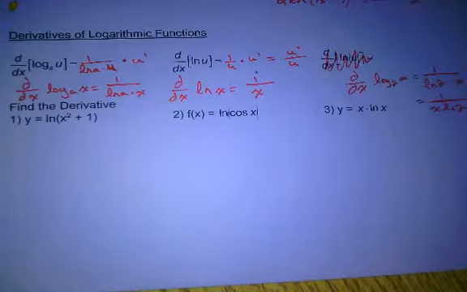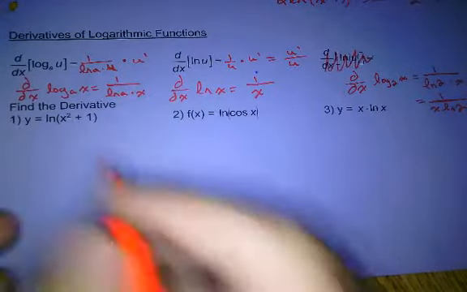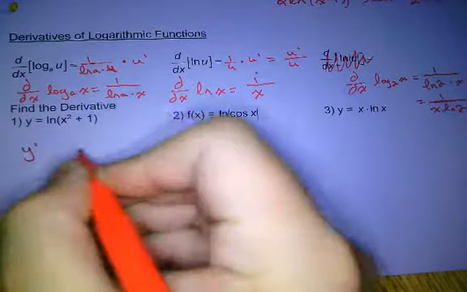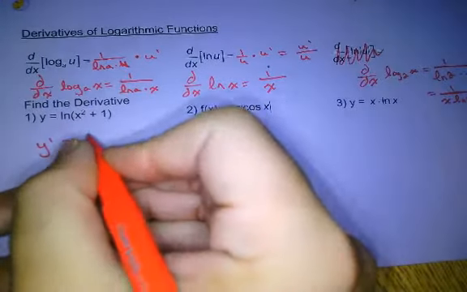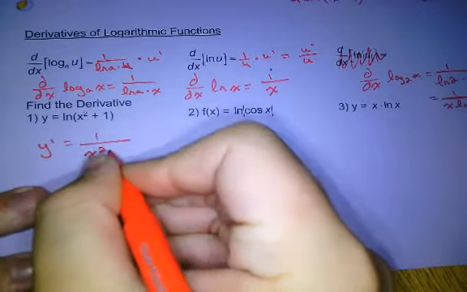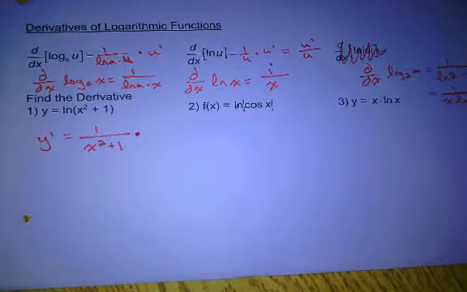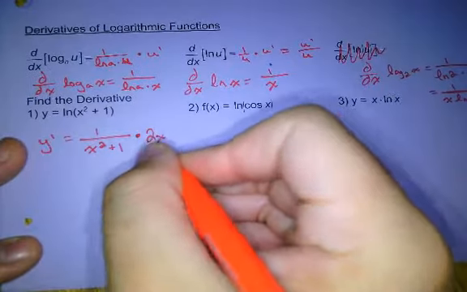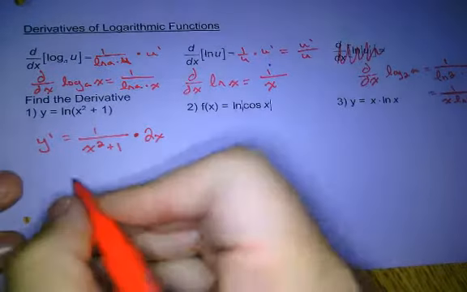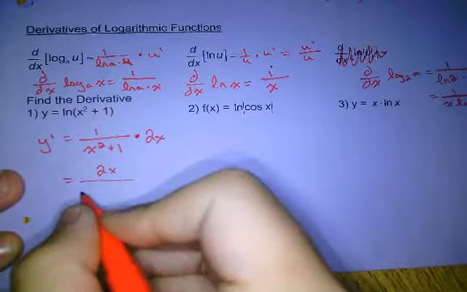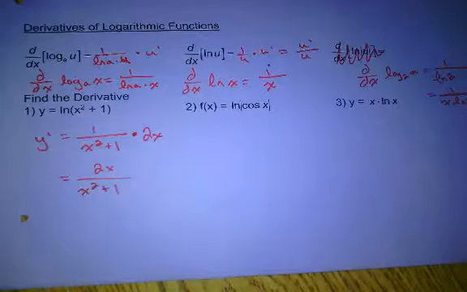For number 1, I'm just going to walk you through all of it. Pay attention. Find the derivative y prime. This is an ln, so I'm going to do the derivative of the outside, which is just 1 over whatever the original is, times the derivative of the inside, which is 2x. That's the correct answer right there. If you want to make it look pretty, 2x over x squared plus 1.